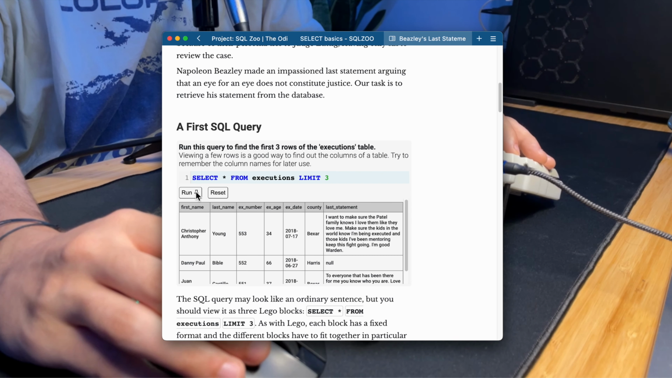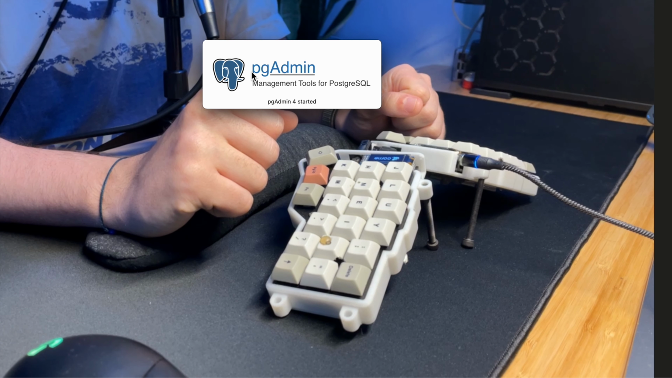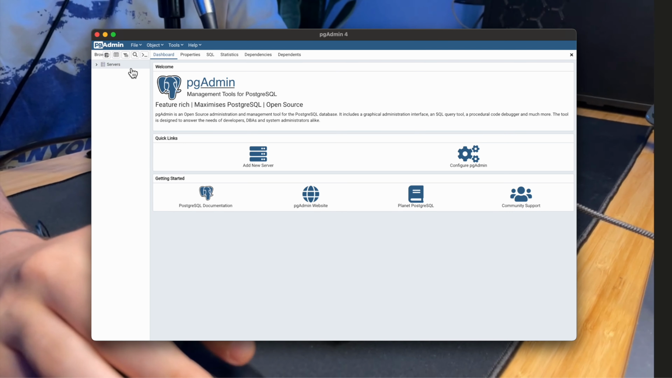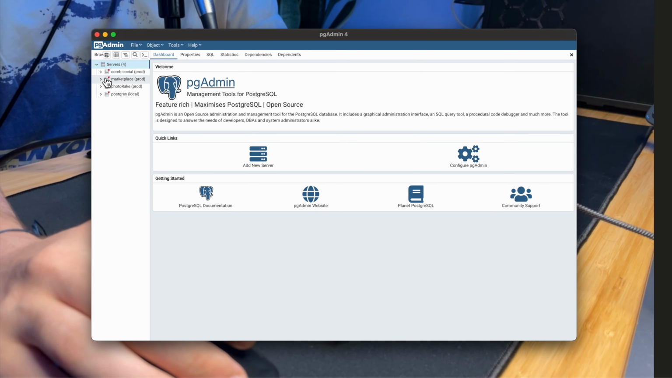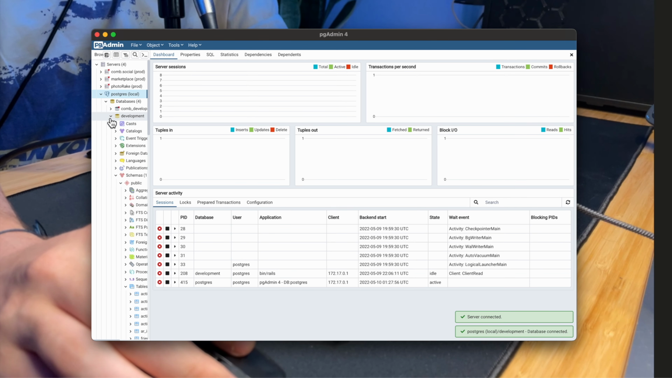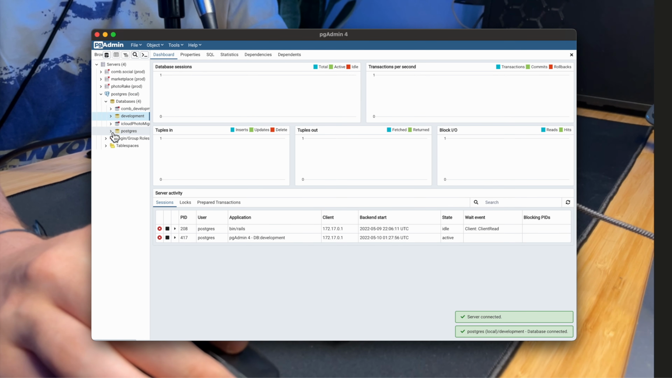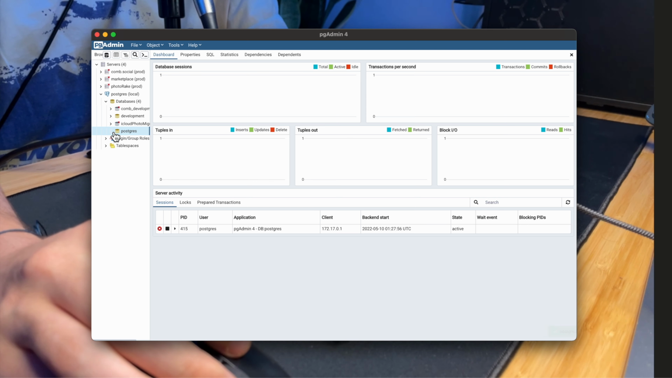Another tool I recommend is a database GUI. It's basically a tool to visually interact with and manage your database. Since I tend to use Postgres for most of my web apps, I am a fan of pgadmin. I'll provide a link with some other database GUI options in the description below.